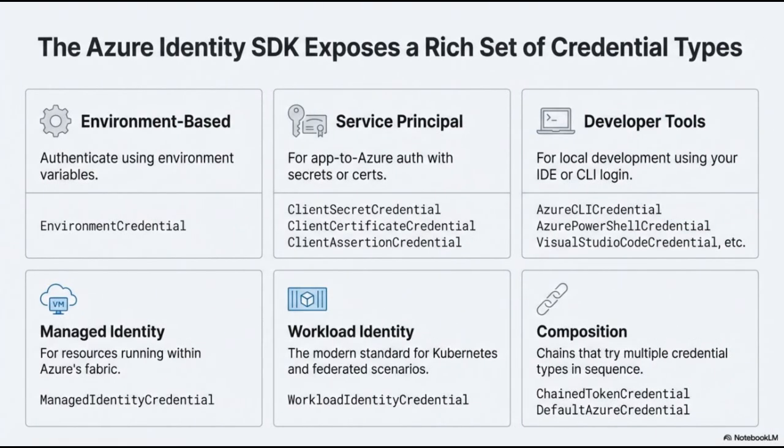The Azure Identity SDK offers a versatile range of credential types designed to simplify authentication across various environments and scenarios. Starting with environment-based authentication, the Environment Credential class allows applications to authenticate using configurations stored in environment variables, providing a flexible way to manage settings without hardcoding. For service-to-service communication, we have service principal credentials. This category includes client secret credential, client certificate credential, and client assertion credential, which facilitate app-to-Azure authentication through the use of secrets, certificates, or assertions.